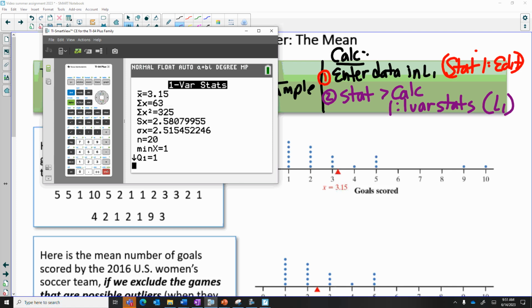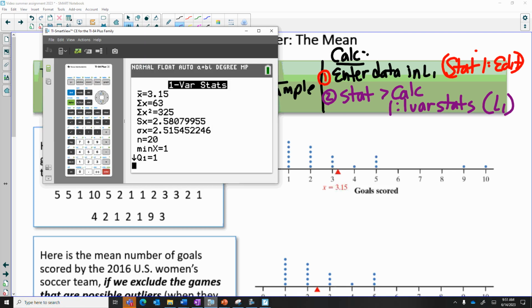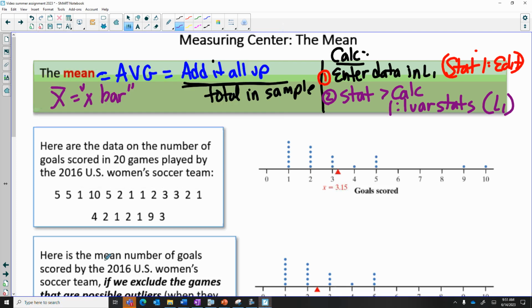Now you want to look for this first number here on the top. For me, it says 3.15. That is called x bar, so the symbol for mean is x bar. It's actually x with a bar over it. If you took Algebra 2, you would have seen it before. So you see my average here is 3.15, and indeed that is the average here.